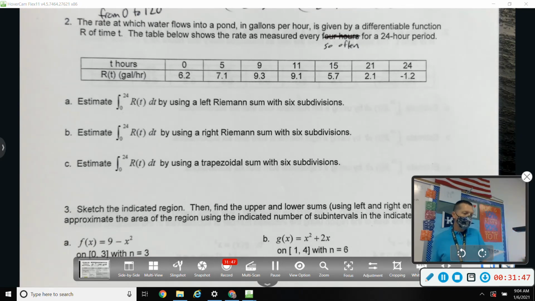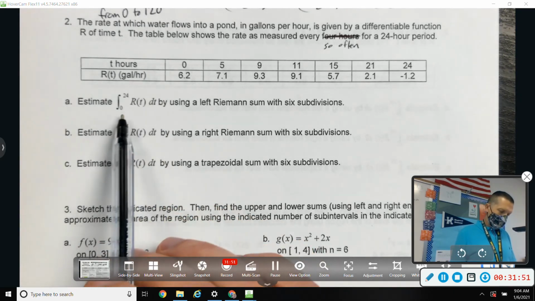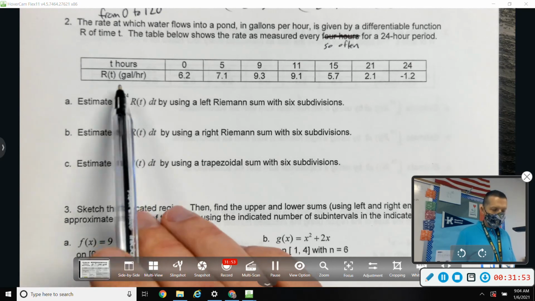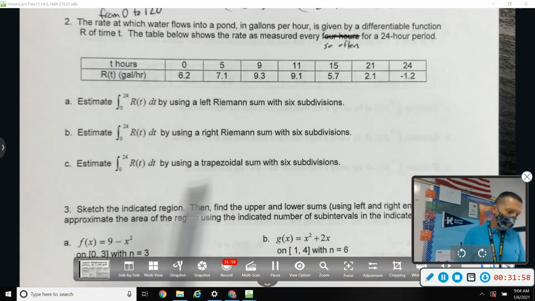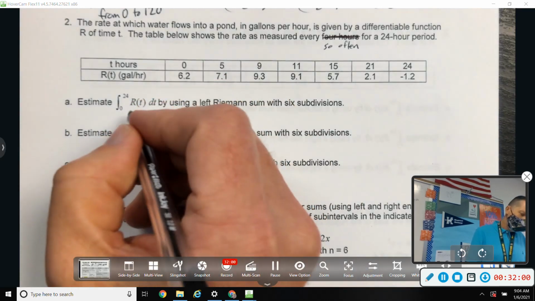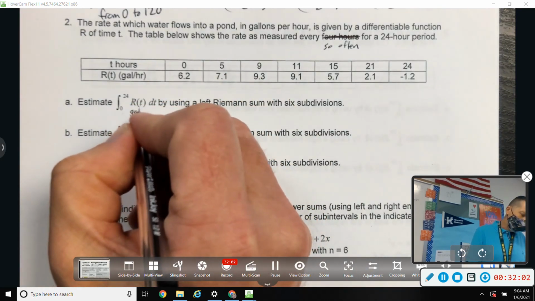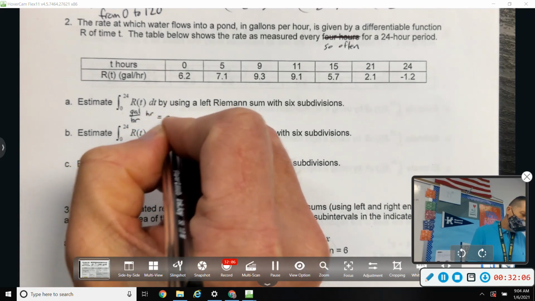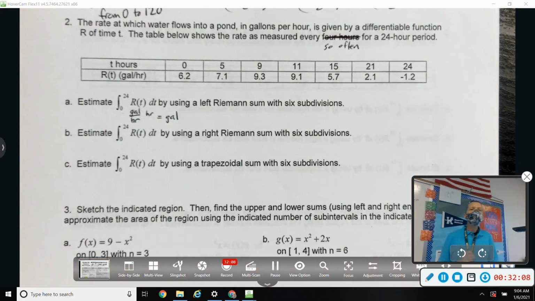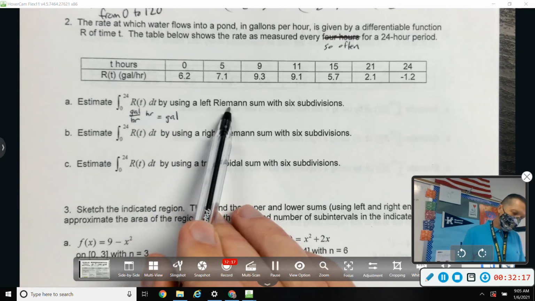And we want to estimate basically the area under the curve. So exactly what it means, we're not sure yet. We'll get to that later, although r is in gallons per hour. t is in hours. So our answer will be gallons. Right? If we multiply hours times gallons per hour, we'll get gallons. But that's units, and that's not really what we're concerned with yet. Left Riemann sum with 6 subintervals.